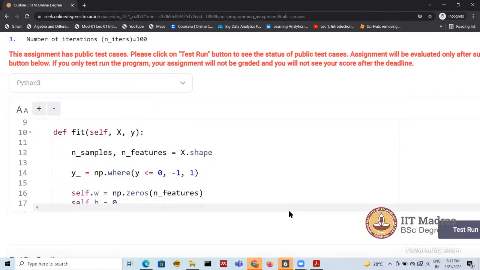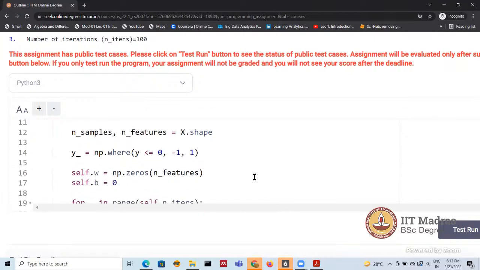The number of coefficients for the weight is equivalent to the number of features in your data set. That's why you initialize the weight with zeros corresponding to the number of features. X dot shape will return two values: the first is the number of rows and the second is the number of columns, and the number of columns corresponds to the number of features. So you initialize zeros for W and B so that we can update them via our gradient descent approach.